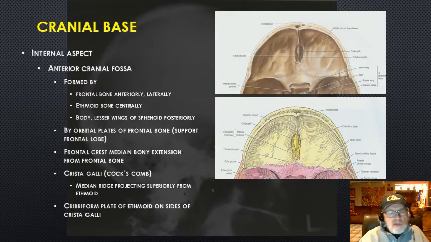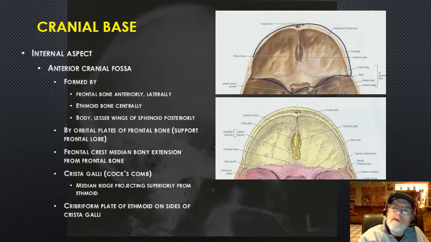Now, there's a couple things in here that are really sort of cool, okay? At least for me, a perpetual nerd, I guess. But this is my anterior cranial fossa that's right in here. This is the anterior cranial fossa. A couple things that are really important with this.